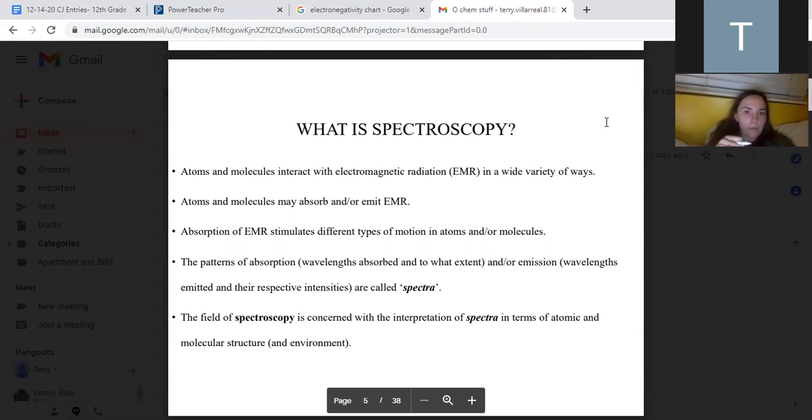So, basically, we are going to use electromagnetic radiation. We're going to shoot it at our samples. And so, when we shoot it with electromagnetic radiation, depending on the frequency, which directly relates to the energy, our molecule is going to behave in different ways.